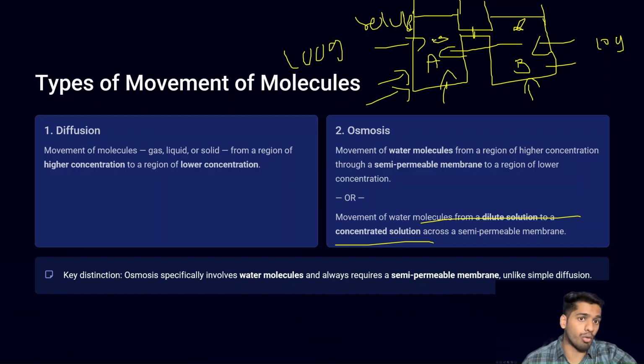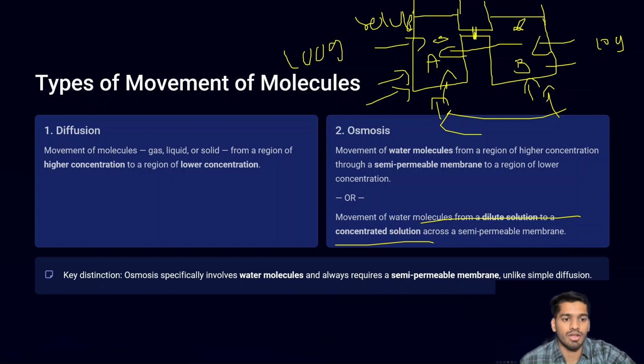Over here both the containers are having the same water, same level of water, but this part is more diluted comparatively to this region. So water is going to flow from this part to this part. Understood? So this is nothing but osmosis. And obviously there is going to be a semi-permeable membrane. So what is osmosis? Movement of molecules, water molecules to be more specific, from the region of higher concentration to the region of lower concentration via a semi-permeable membrane.